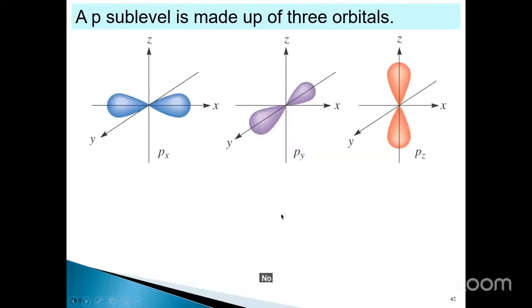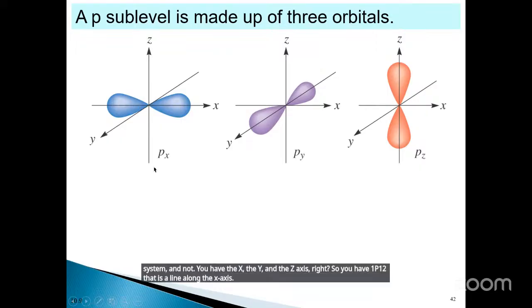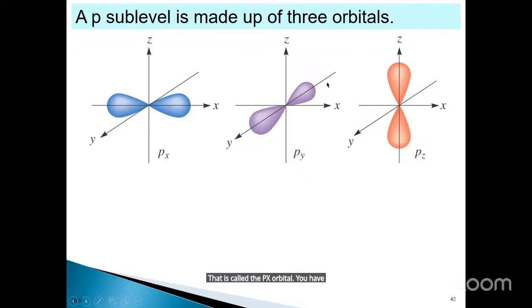Now, in the case of the p subshells, the number of p orbitals that are present will be 3. And this is what they look like. They are oftentimes described as dumbbell shaped, and they are aligned at mutual right angles. So if you're familiar with the Cartesian system in math, you have the x, the y, and the z axis, right? So you have one p orbital aligned along the x-axis, called the px orbital. You have one aligned along the y-axis, called the py orbital, and then you have the pz orbital, which is aligned along the z-axis, right? So this is what they look like separately.